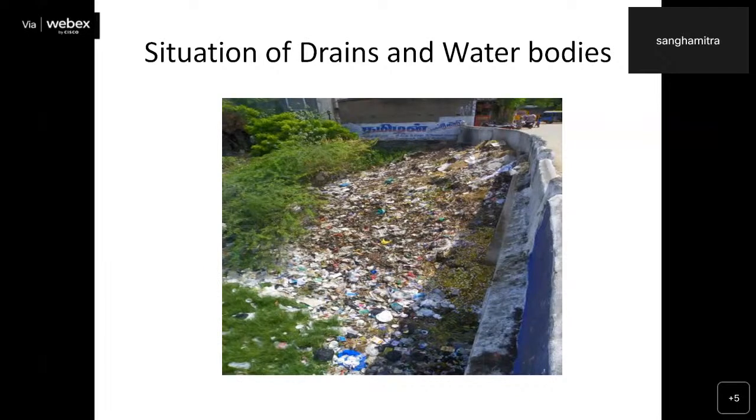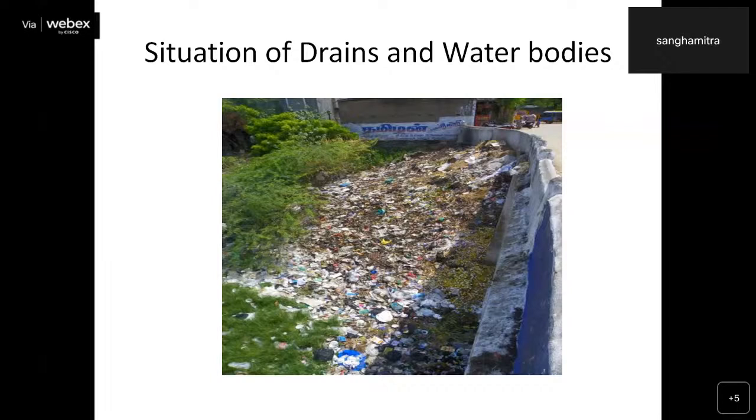So the first thing I would like to share is my little experience of visiting a Sundarban island. When I went there, I thought, oh my God, it's so clean. Why have people called me to talk about waste management here? And when I reached the spot, I asked them, it's quite clean.